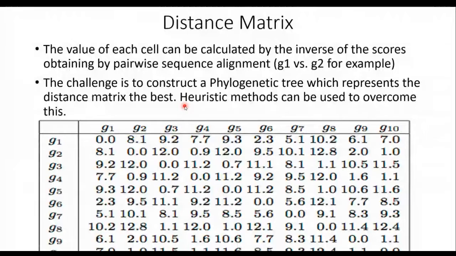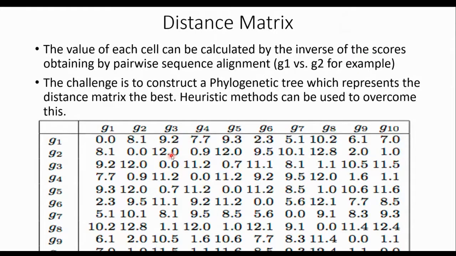This method is using distance metrics. So first, let's see how we can define a distance matrix. The value of each cell can be calculated by the inverse of scores obtained by pairwise sequence alignment. So one way is to calculate it using the inverse of the scores. We will practice it in the weekly assignment. This is not always the case that we find the values here using the inverse of scores, but this is one approach that is used frequently. So we will practice it together later.